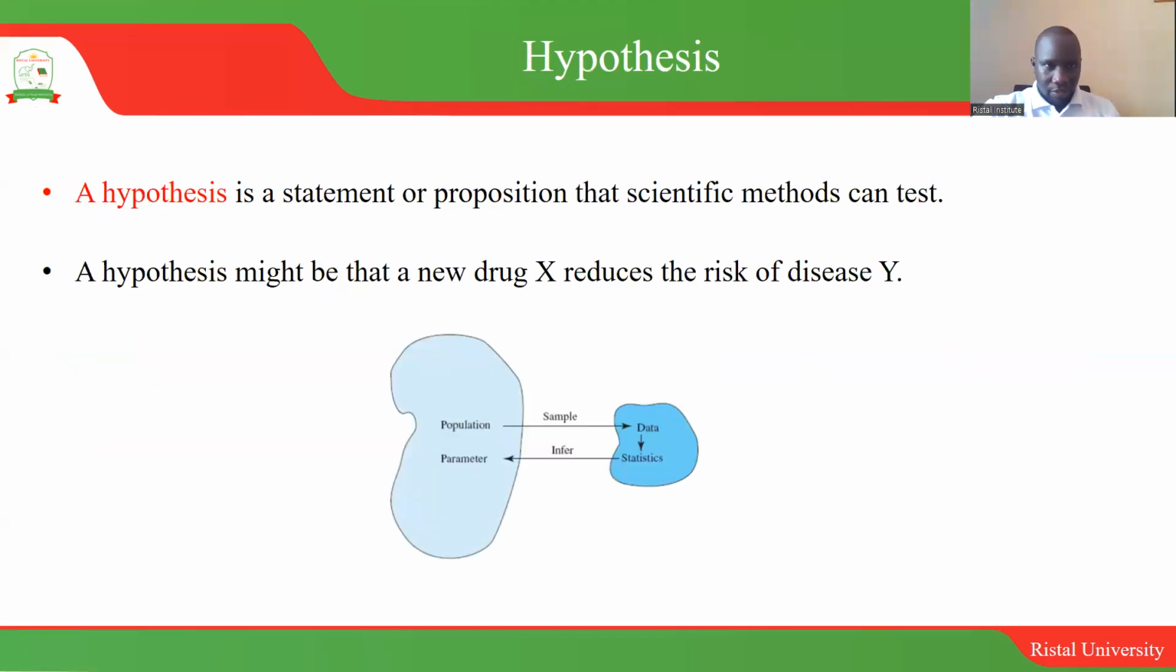So a hypothesis is a statement or a proposition that scientific inquiries or scientific research can test. So for example, we can say that a drug X has the ability to reduce the risk of occurrence of a disease Y. Okay, so we can test whether indeed that drug X has an impact on the occurrence of a disease Y.